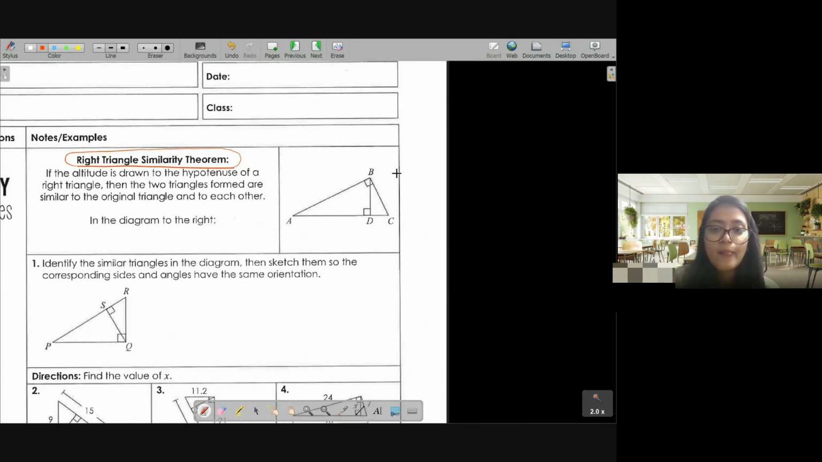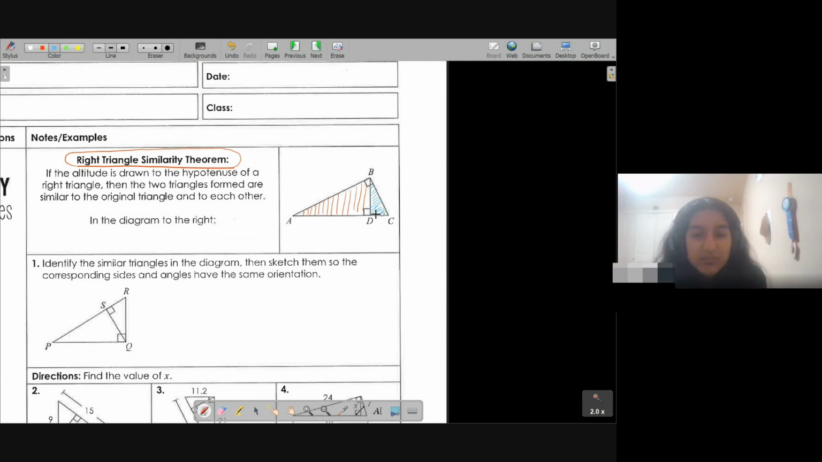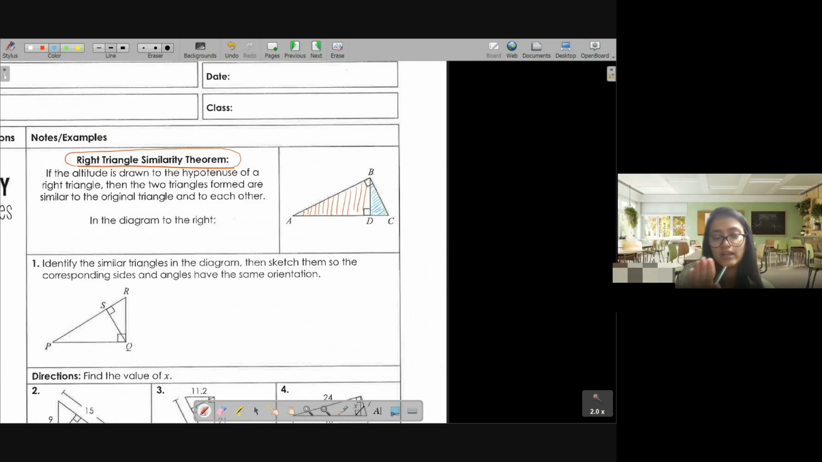It just says that if you have a right triangle and you draw an altitude to the hypotenuse, this altitude divides the original triangle into two smaller triangles. One is ABD, and one is BDC. These two triangles, the red one and the blue one, will both be similar to the original triangle, ABC. That's what this theorem says.